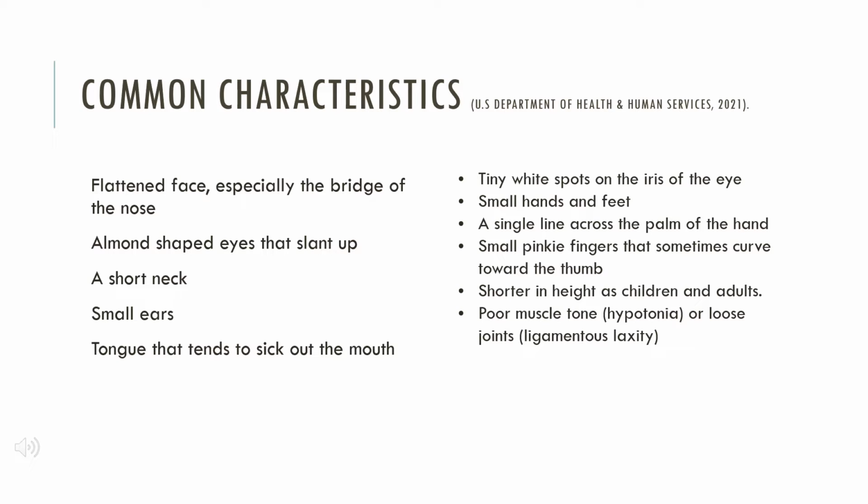There are some common characteristics that are prevalent in people with Down syndrome, and they include a flattened face, especially through the bridge of the nose, almond-shaped eyes that slant up, a short neck, small ears, a tongue that tends to stick out of the mouth, tiny white spots on the iris of the eye, small hands and feet, a single line across the palm of the hand, small pinky fingers that sometimes curve toward the thumb, shorter height as children and adults, and poor muscle tone, scientifically known as hypotonia, or loose joints, scientifically known as ligamentous laxity.